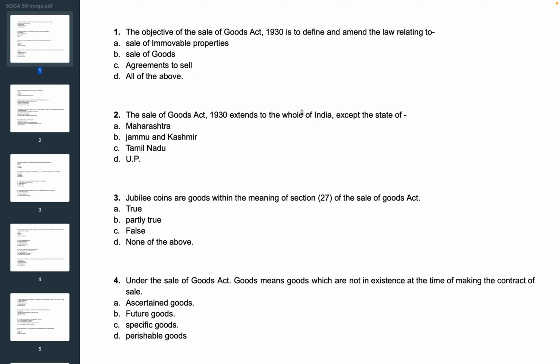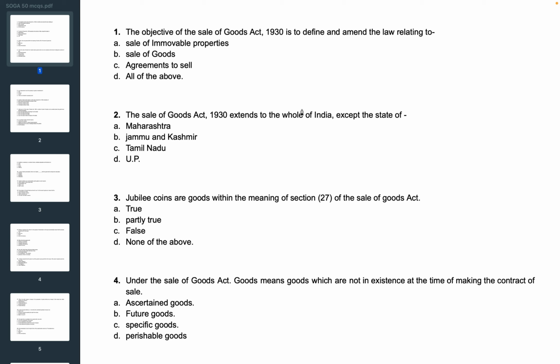This is Shikha Singh, and in today's video I am going to discuss a few MCQs on the subject Sale of Goods Act 1930. And these questions are going to be really helpful for your upcoming judicial services examinations, and also there are high chances that these questions might be asked.